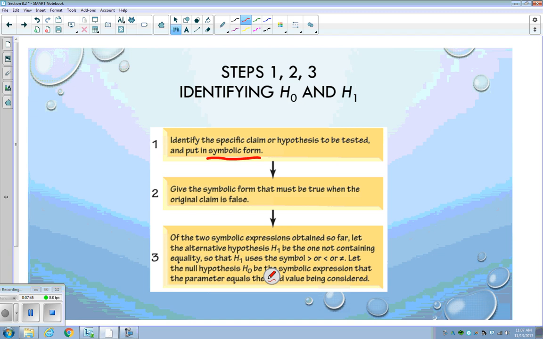Give the symbolic form that must be true when the original claim is false. In our case, P does not equal 0.50. That would be my alternative. Sometimes it'll say less than or greater than in our wording, and that's when we would choose less than or greater than. Okay?